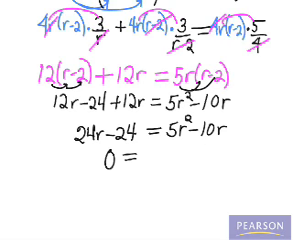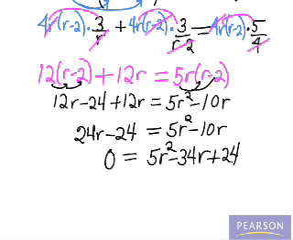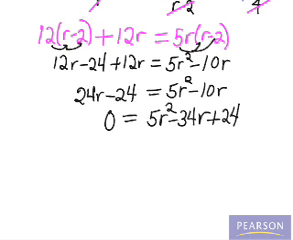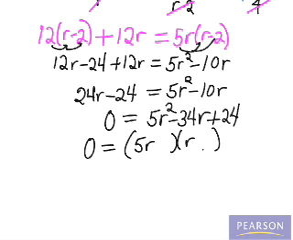So we get 0 is 5R squared. Subtracting 24R gave us negative 34R. Adding 24 gave us plus 24. We're now going to solve this equation by the zero factor theorem. So by trial and error, we see that 5R squared minus 34R plus 24 would factor. Its factors are 5R and R, negative 4, and negative 6.